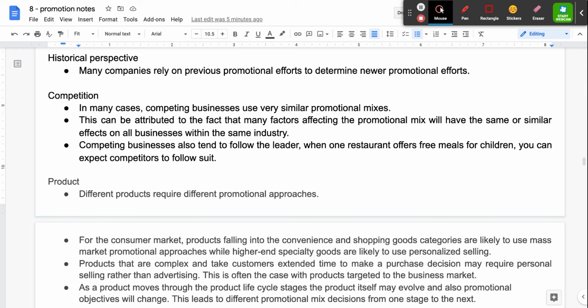When one restaurant offers free meals for children, you can expect competitors to follow suit, and that's something you see. I mean, people putting out a buy one get one coupon, and the competitors are going to do it too because they're trying to keep up. They don't want to lose business to the other company.